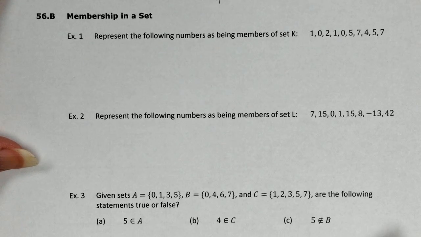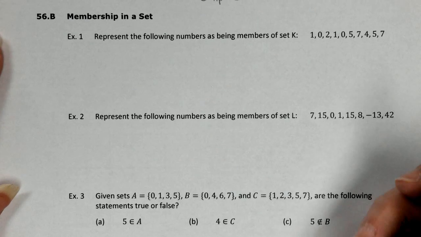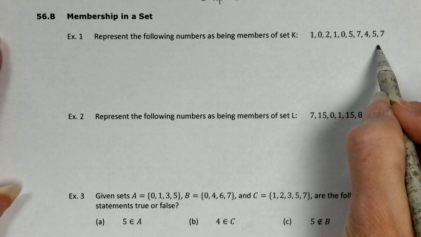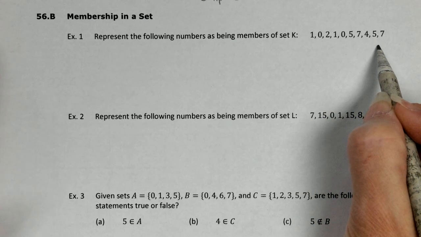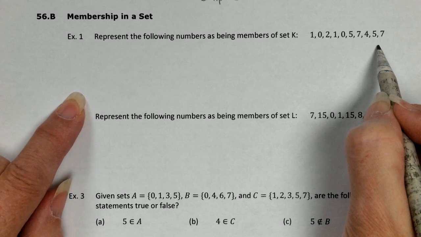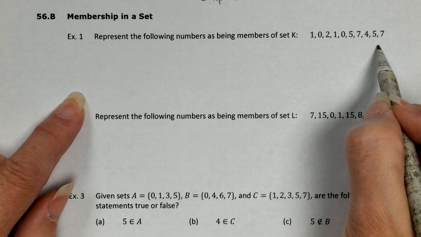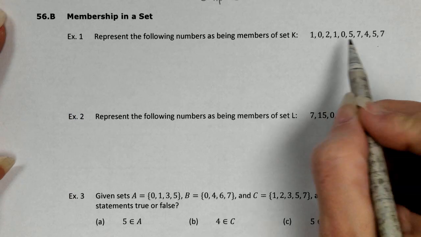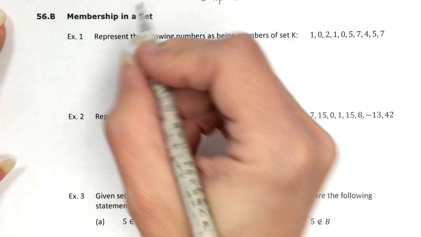Part B, membership in a set. Alright, so we see out here a bunch of numbers listed. Sometimes some of the numbers appear more than once. When we represent these numbers as members of a set, we're just going to list them each once inside the braces. So we're supposed to call this set K.